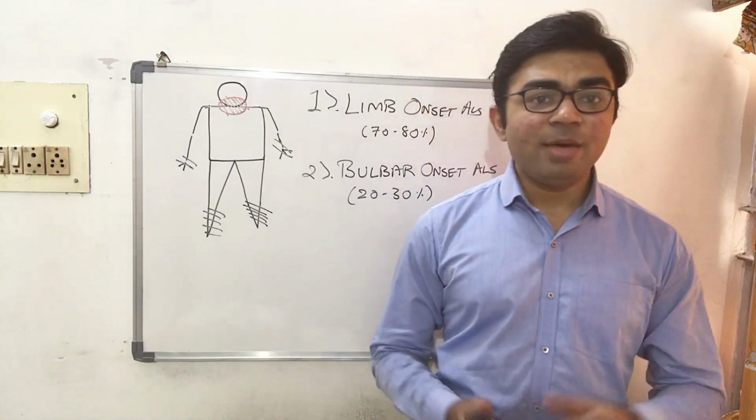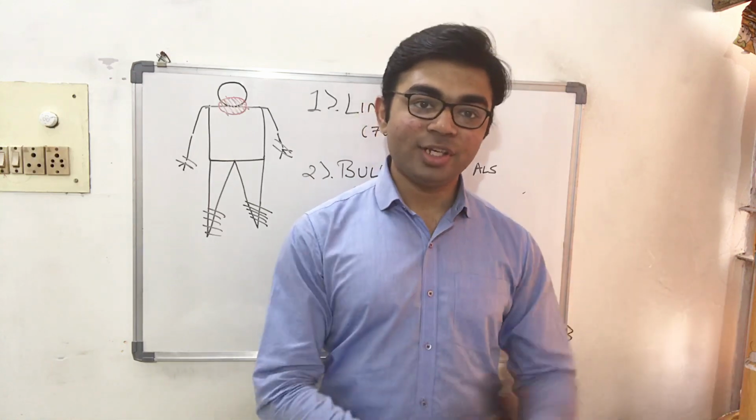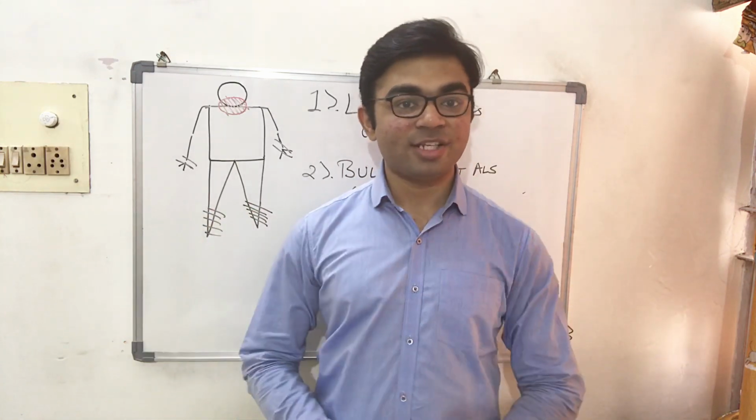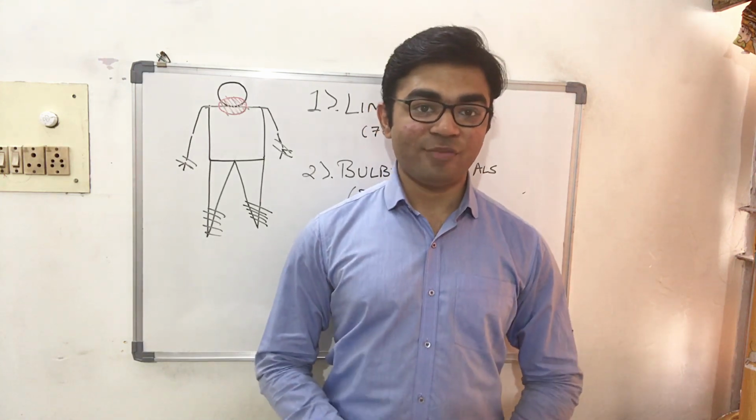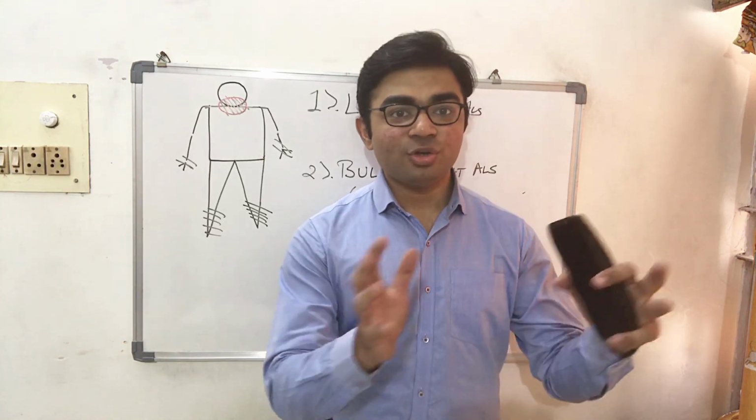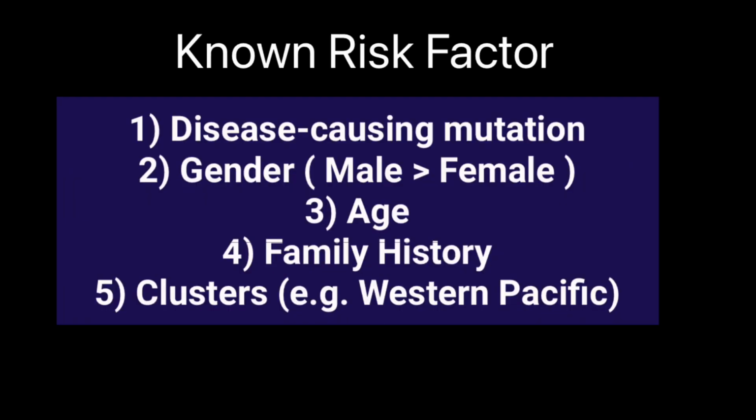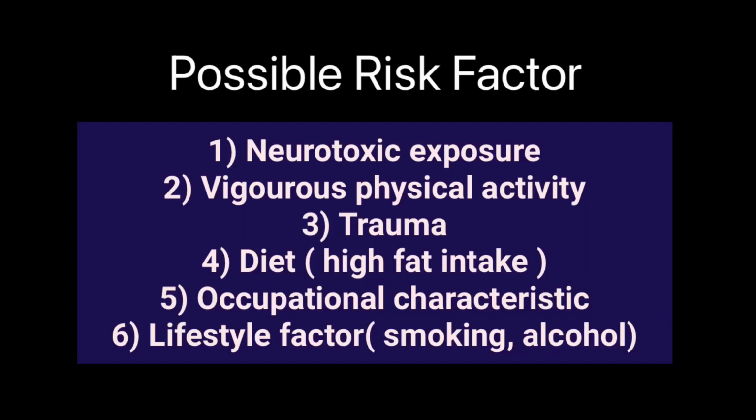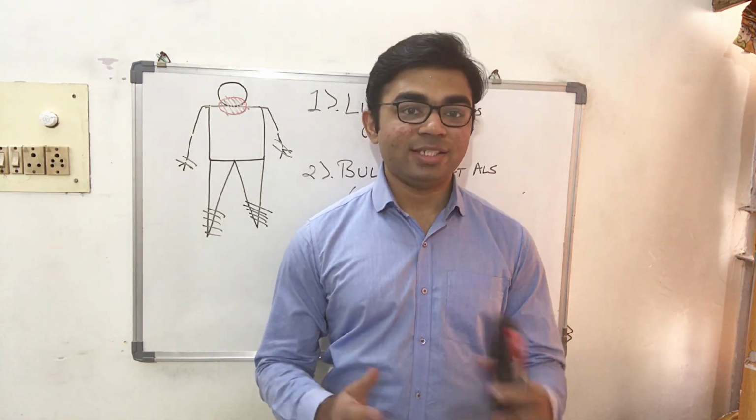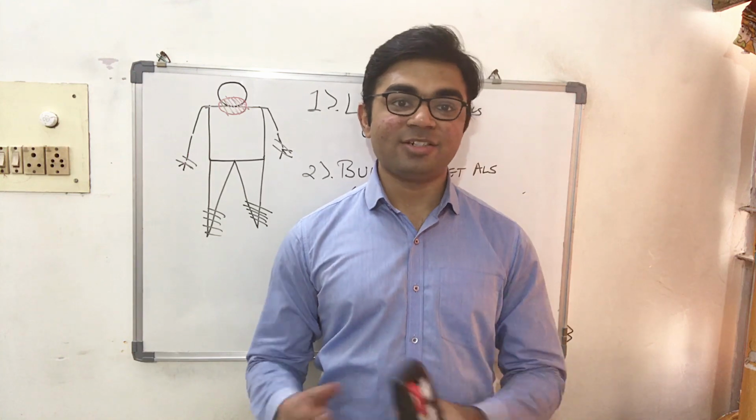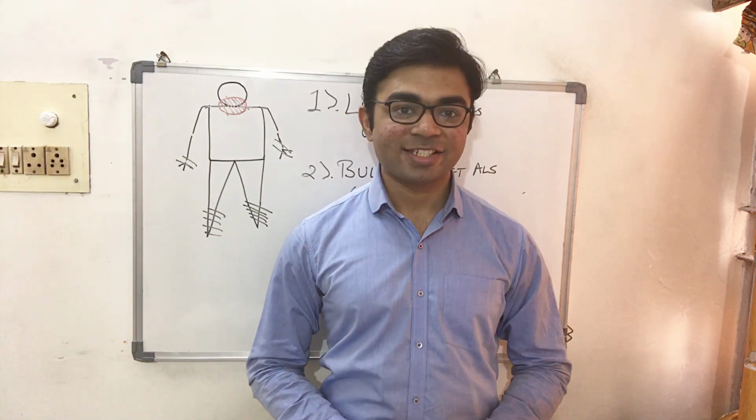Now, epidemiological surveys have found that there are many known risk factors and possible risk factors behind the origin of amyotrophic lateral sclerosis. All those known and possible risk factors that you can see on your screen now are basically responsible for the upper motor and lower motor neuron symptoms. As you can see, there are some known risk factors as well as possible risk factors for ALS.